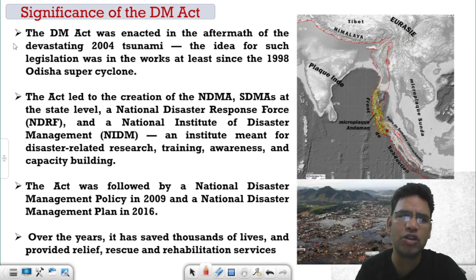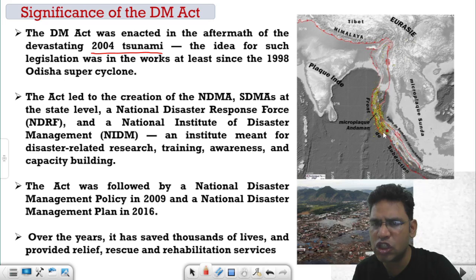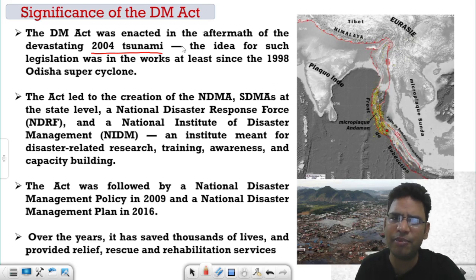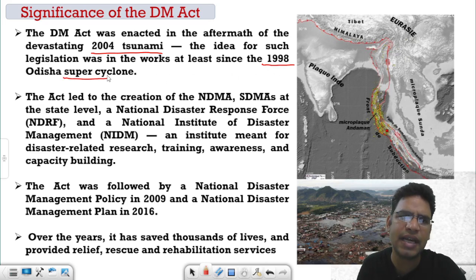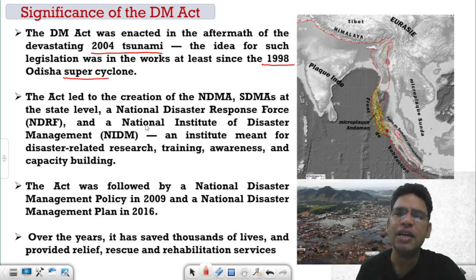What was the significance of this DM Act? If you remember, this act was enacted in the aftermath of the devastating 2004 tsunami. 2004 में जो सुनामी आई थी, और ये डायग्राम जो यहाँ पर है, this figure is showing you the 2004 tsunami. This was the epicenter of the earthquake, and it caused very serious damage. The idea for such legislation was in the works at least since 1998 उड़ीसा सुपर साइक्लोन के बाद. तब से ये था कि डिजास्टर से कैसे निपटा जाए, है ना?